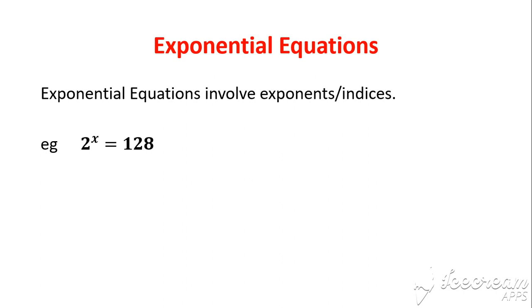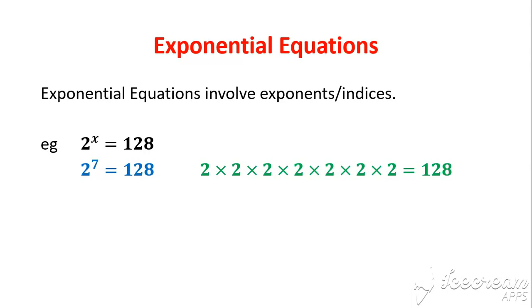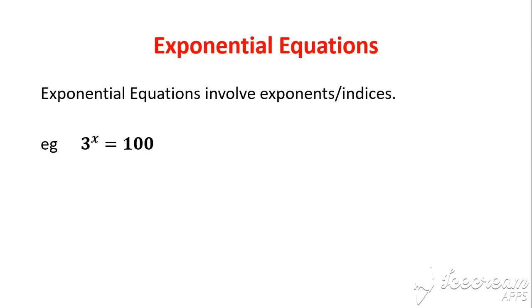Now, exponential equations involve exponents or indices. For example, 2 to the power of x is equal to 128. Well, we know 2 to the power of 7 is 128, so we know x is equal to the number 7. However, let's look at this equation.